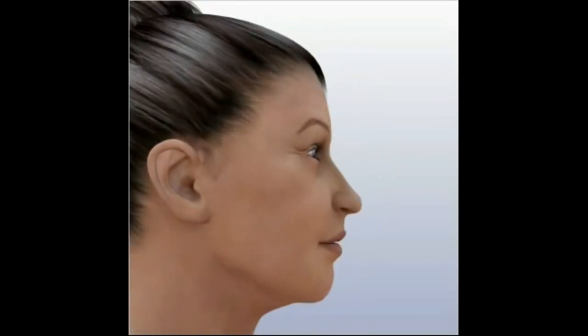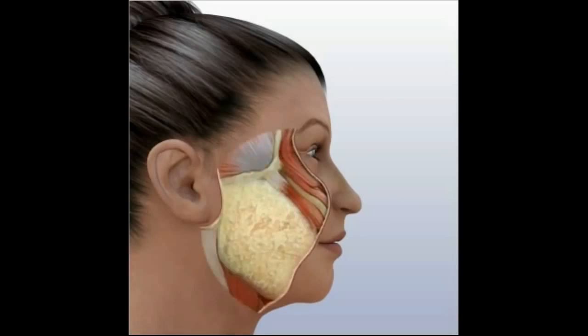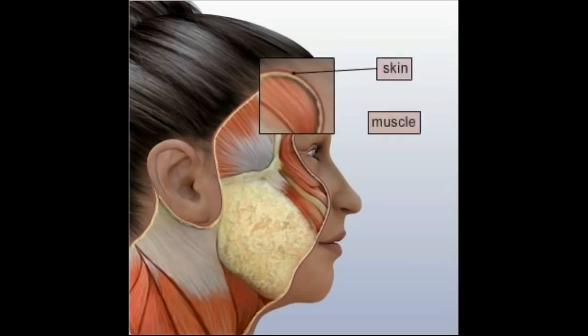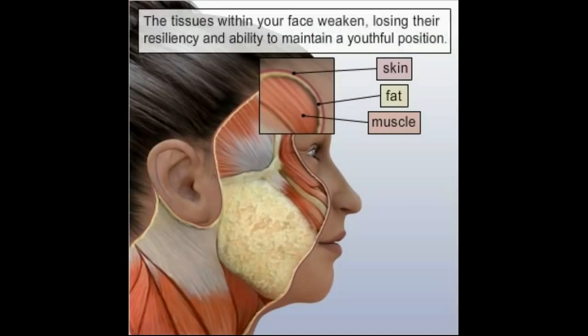Before you understand how a facelift works, it is important to understand the underlying structure of the face and how the aging process causes it to change over time. The face is composed of layers of skin, muscle, and fat, which lie above the facial bones. Much like a rubber band that has been overstretched, the tissues within your face weaken over time, losing their resiliency and ability to maintain a firm, youthful position.